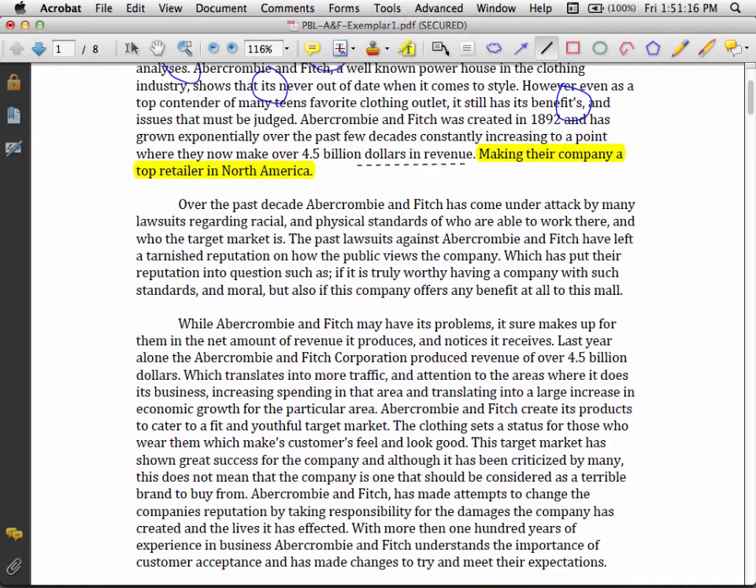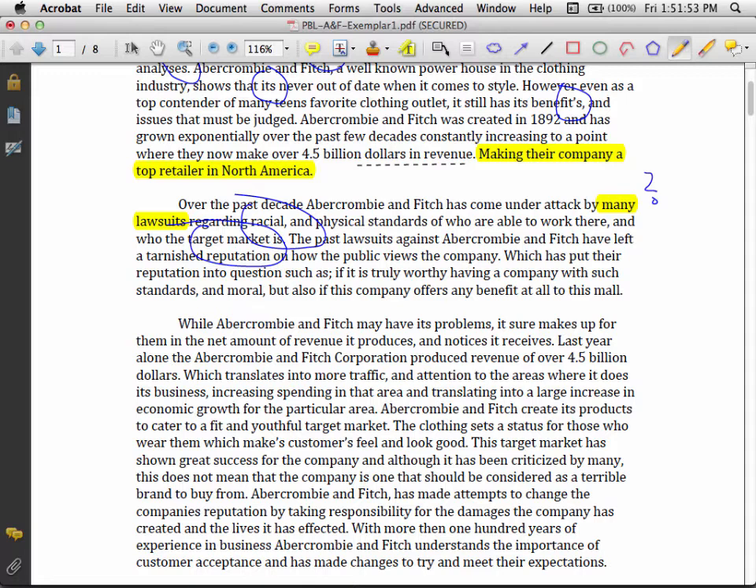Okay, so let's start working through the rest of this. Second paragraph. "Over the past decade, Abercrombie & Fitch has come under attack by many lawsuits." How many is many? Can we quantify this? And what are these lawsuits regarding? Well, let's see. "Regarding the racial." Regarding the racial what? I don't know what that means. "And the physical standards of who are able to work there and who the target market is." Why would there be a lawsuit about target market? I think the phrasing is incorrect.